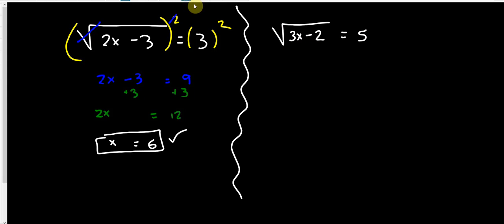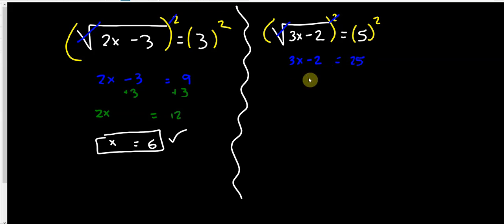So once again, we have to start with, are there any operations outside of the radical? No, so I can jump in to cancel it out. This is a square root, so squaring it will cancel it out. But because I'm squaring the left side, I'll have to square the right side as well. Okay, and so the square root and the square cancel, and I'm left with 3x minus 2 is equal to 5 squared, which is 25.